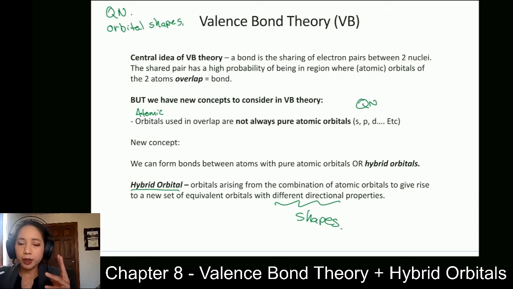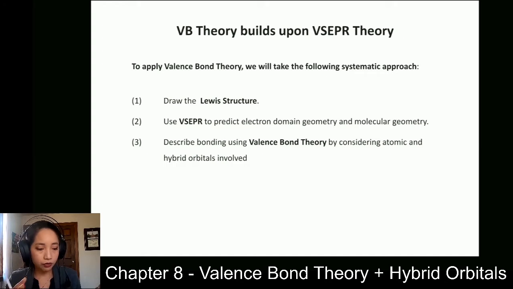The big concept here with hybrid orbitals is that the number of atomic orbitals you put in and combine equals the number of hybrid orbitals you get out. So we're going to build upon our notion of VSEPR theory and those different shapes and figure out what atomic orbitals I have to combine to get the shape that VSEPR theory predicts, and the hybrid orbitals required to make that shape. So valence bond theory builds upon VSEPR theory, and it all starts with VSEPR theory.